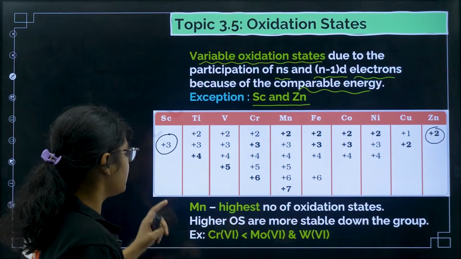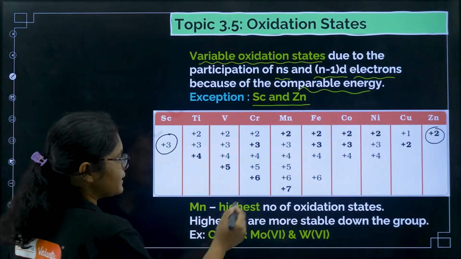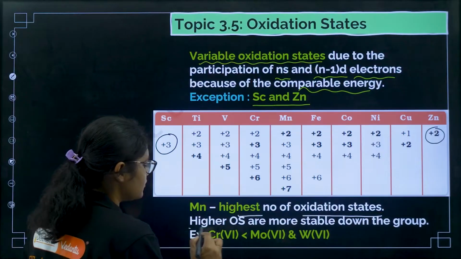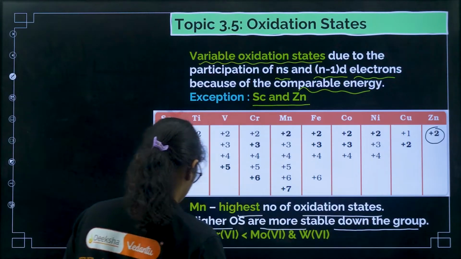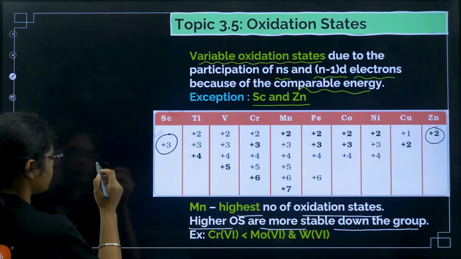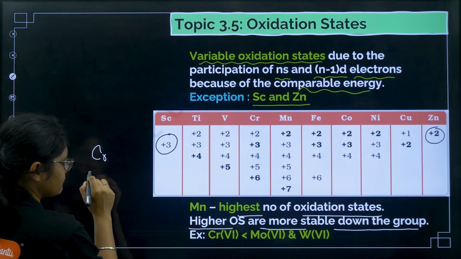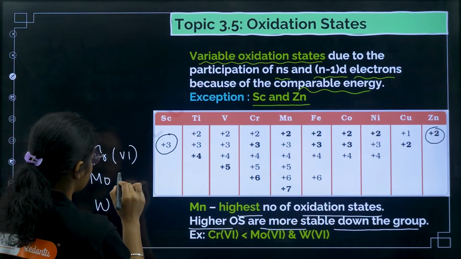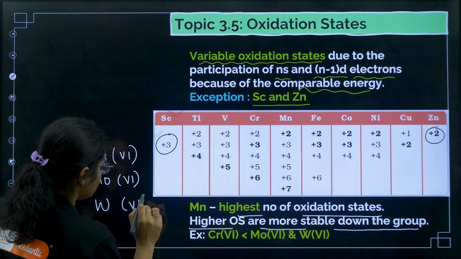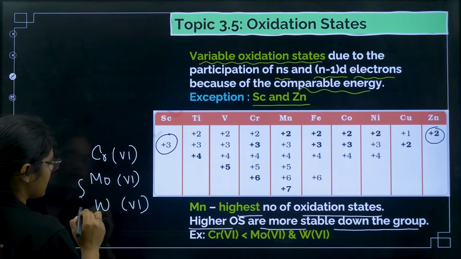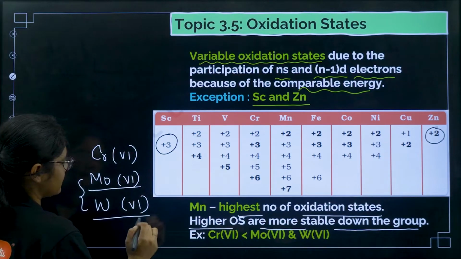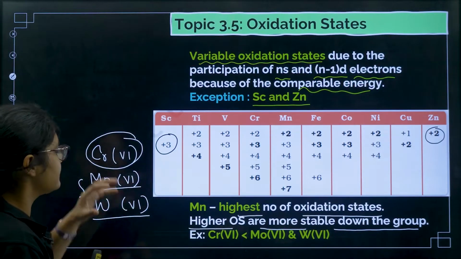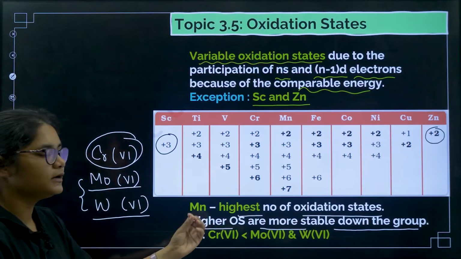One more important thing: manganese has the highest number of oxidation states. Also, higher oxidation states are more stable down the group. Down the group, I have chromium, then molybdenum, and then tungsten, which is the 6th group, the +6 state. Down the group these are more stable, like molybdenum in +3 and tungsten in +6 are more stable than chromium in +6. So higher oxidation states are more stable down the group.